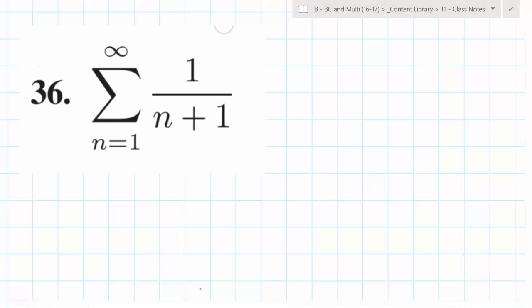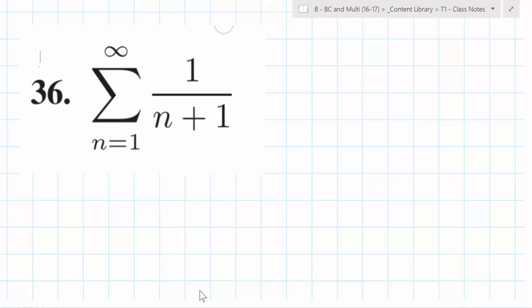You could try limit comparison test, right? So there's comparison and limit comparison. Which one do you want to do? Comparison is theoretically the easiest. For comparison, you want it to be less than something that converges or greater than something that diverges, right?